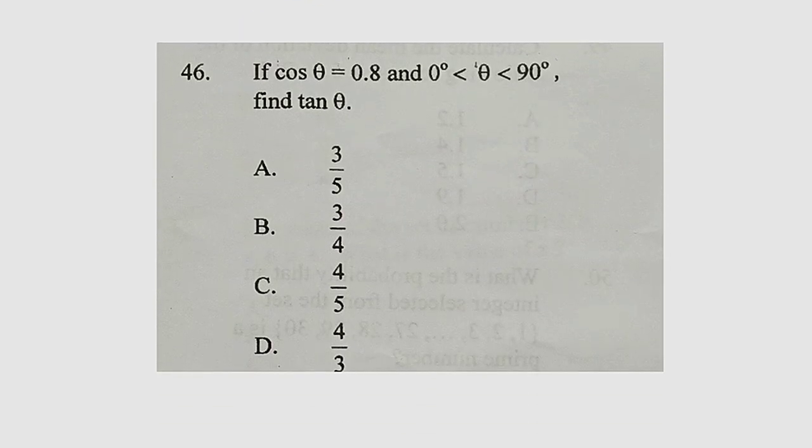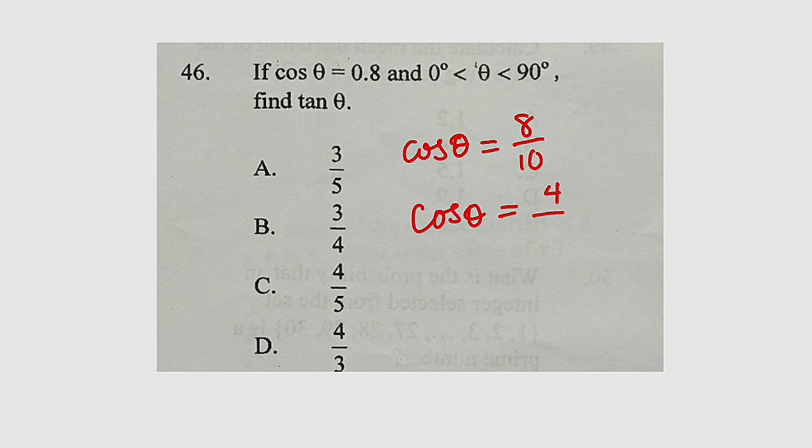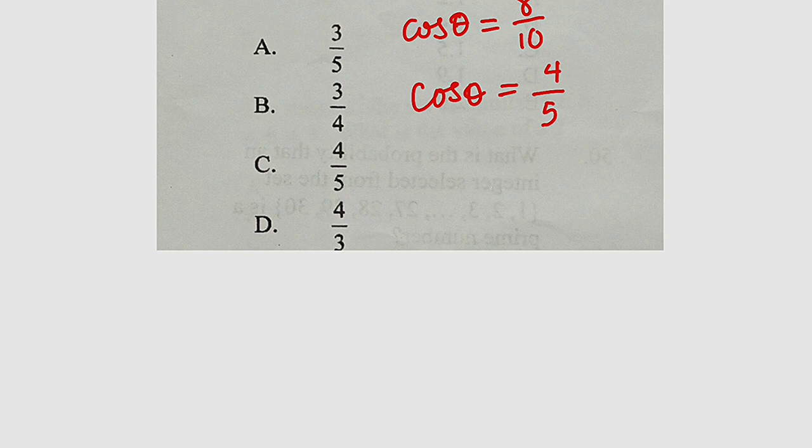Question number 46 reads, if cosine theta is equal to 0.8, where theta is between 0 to 90 degrees, we are asked to find tangent of theta. Okay, let me show you how you can work it out. Cosine theta is equal to 0.8, but 0.8 is the same thing as 8 divided by 10. And we can still write it to the lowest term because 2 can divide 8 4 times and it can divide 10 5 times. So let us draw a right angle triangle.